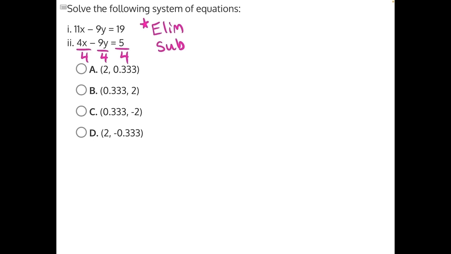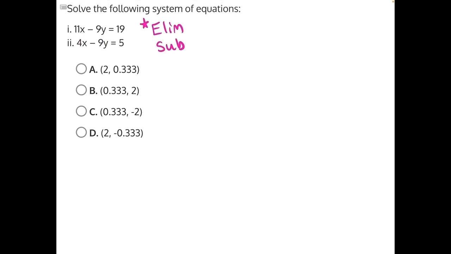9 divided by 4 would give us a decimal. 5 divided by 4 would give us a decimal. And the same is true if we divided everything by 9, if we tried to substitute, or try to find the value of y to substitute. And the same is true for this equation up here. We'd have to divide everything by 11, which is nasty, or divide everything by 9.